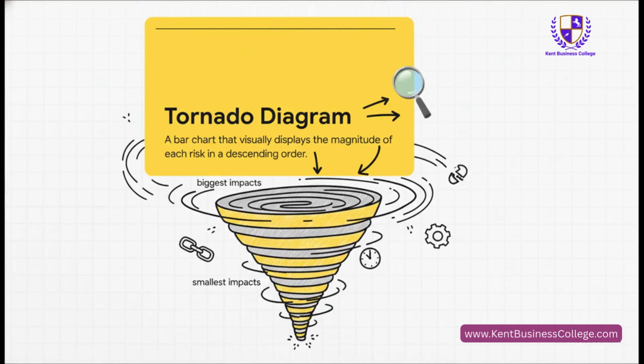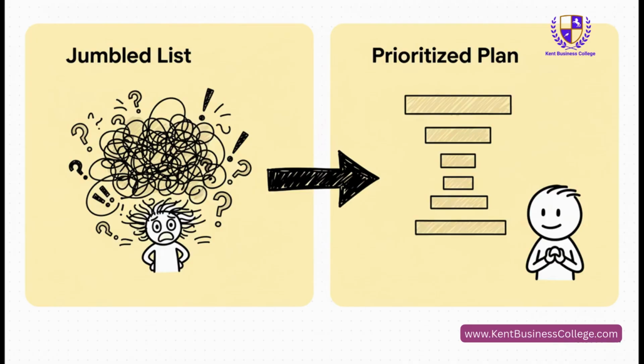Well, at its heart, it's a special kind of bar chart. It takes all those worries of yours, figures out their potential impact, and then stacks them up, biggest on top, smallest on the bottom. And when it does that, it creates this distinctive funnel shape, hence the tornado. And this is where the magic happens. It takes that jumbled, anxiety-inducing worry list on the left and transforms it into a clear, prioritized action plan on the right. It literally moves you from headless chicken panic to focused, calm strategy.